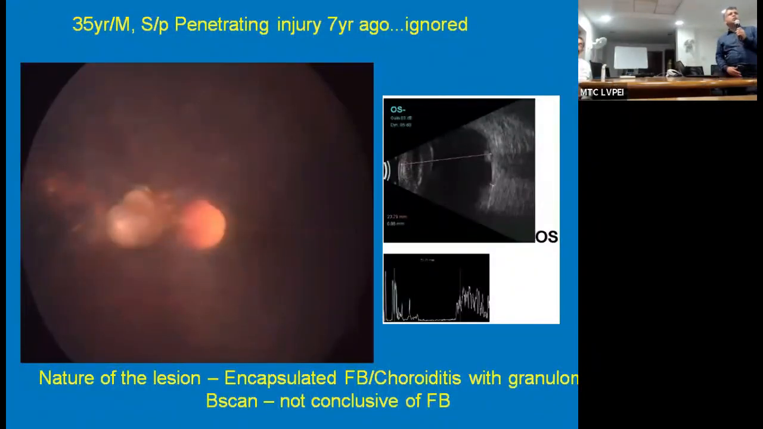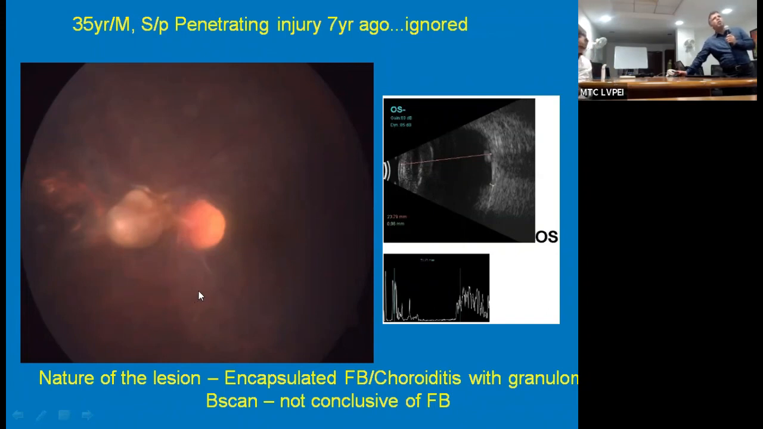This is a case of penetrating trauma, 35-year-old male, 7 years ago. There is a small organized mass just nasal to the optic disc. No one was sure what it was. So on the ultrasound, we can see the reflectivity was not that high, and it was diagnosed as a case of pre-retinal granuloma, tuberculosis or something, not sure.